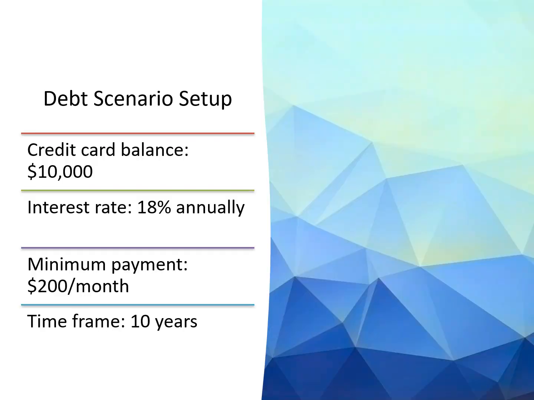To keep this analysis realistic, I modeled a common credit card debt scenario. The initial debt balance is $10,000, with an annual interest rate of 18%, which is typical for many credit cards. The borrower makes a minimum monthly payment of $200. The analysis covers a 10-year period. These assumptions allow us to see how debt changes over time under conditions that many people actually face.